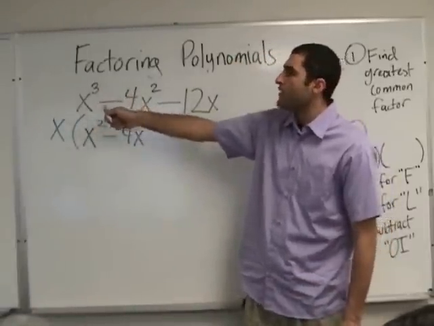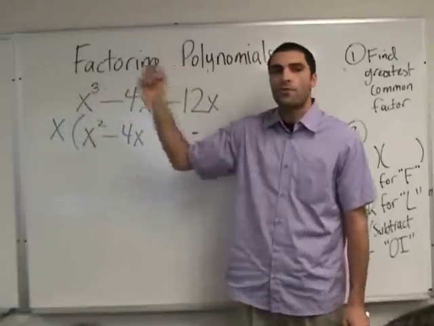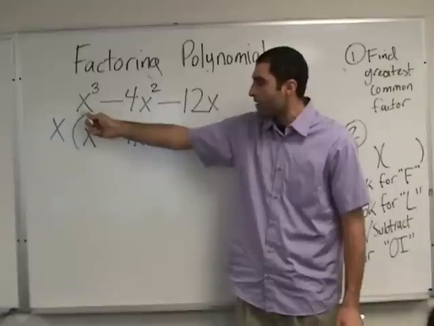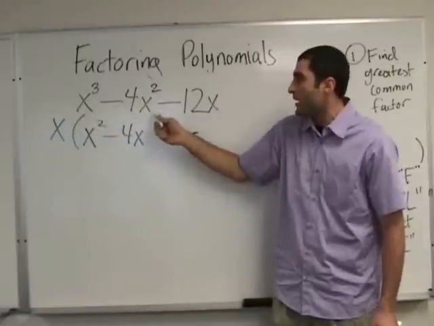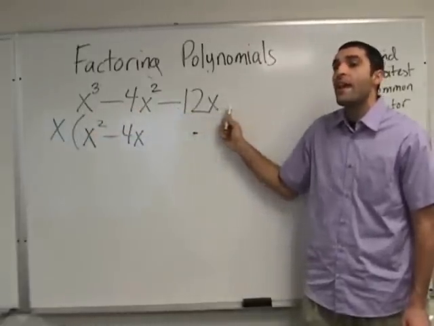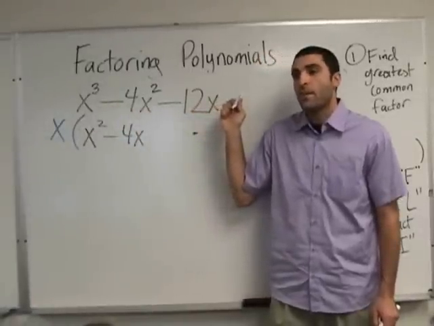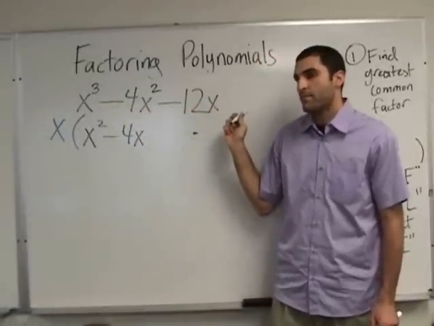Right. The greatest common factor is what number or variable or both can multiply into x cubed and negative 4x squared and negative 12x. X. And that is x. There's an x common in all of them. Common factor. So then you multiply it.